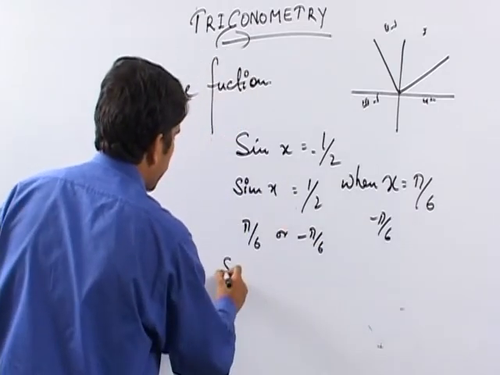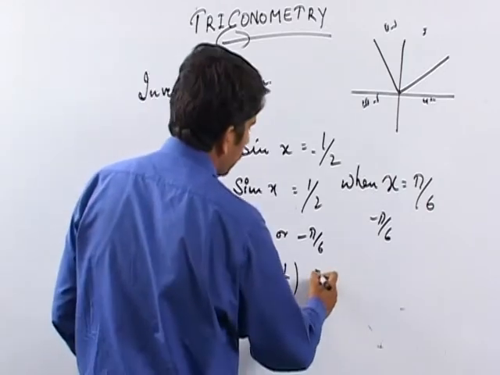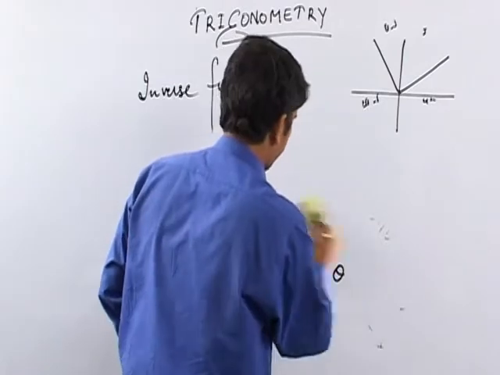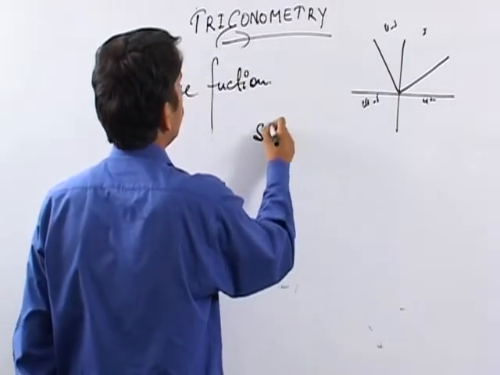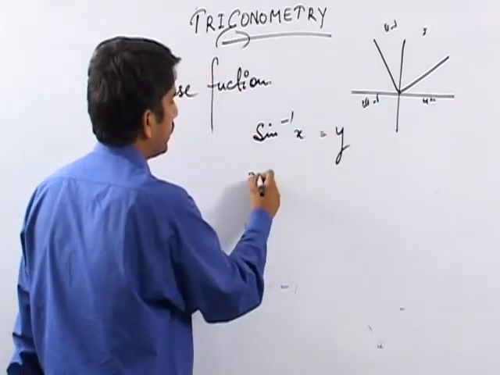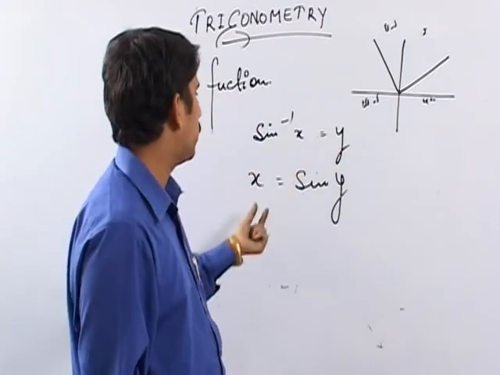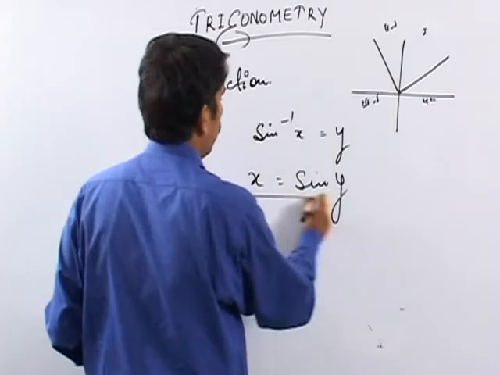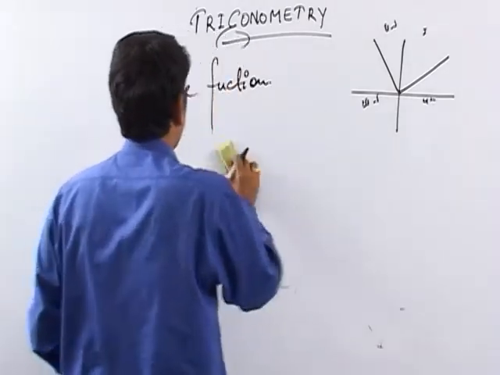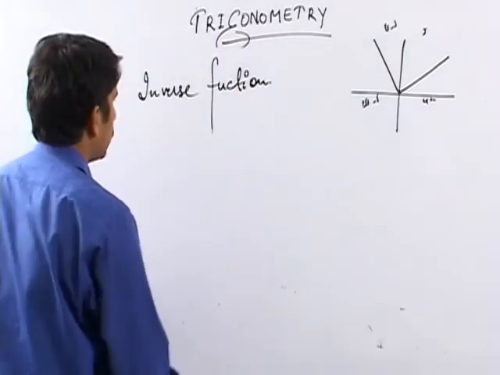Therefore, this is written as sine inverse 1 by 2. So this is called inverse function. Inverse function is nothing but this gives you an angle. That means if sine inverse x is equal to y, then x is equal to sine y. Therefore, y gives you an angle at which the value of function is x. This is called trigonometric inverse function. Therefore, inverse function is the least or smallest angle at which the value of the sine or trigonometric function will be given.